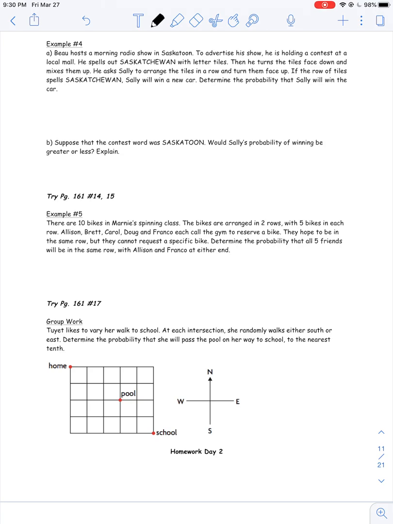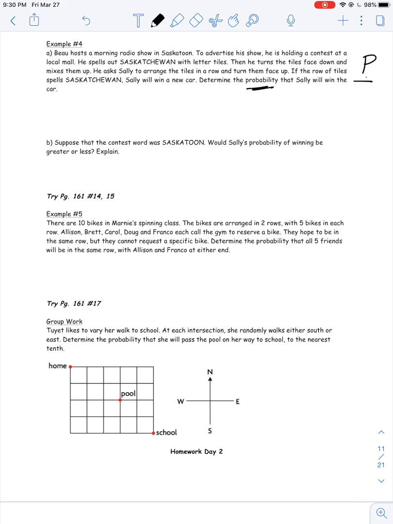Example number 4. So Bo hosts a morning radio show in Saskatoon. To advertise his show, he is hosting a contest at the local mall. He spells out Saskatchewan with letter tiles. Then he turns the tiles face down and mixes them up and asks Sally to arrange the tiles in a row and turn their face up. If the row of tiles spells Saskatchewan, Sally will win a new car. Determine the probability that Sally will win the car.